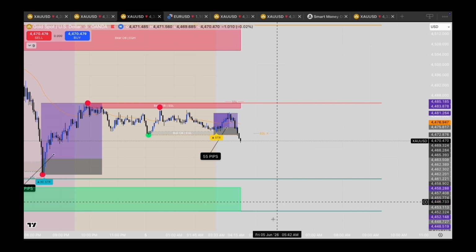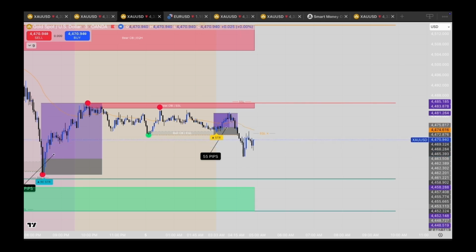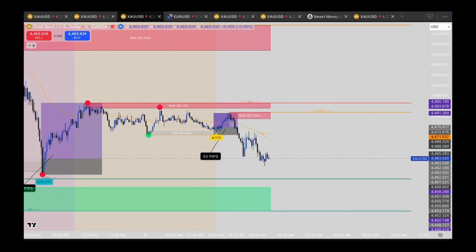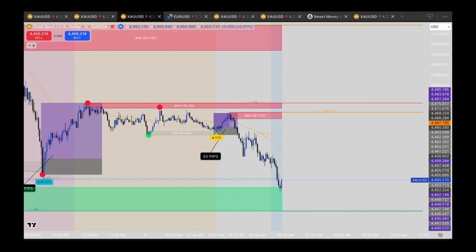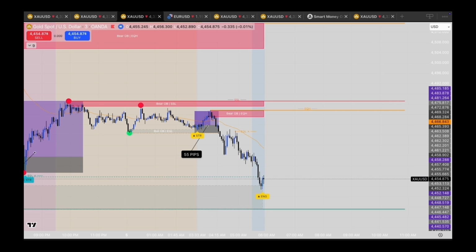While this trade is technically recorded as a loss, it's important to note that the setup still delivered a meaningful move before the reversal occurred. This is why proper trade management is just as important as signal quality. Now let's move to our final setup.